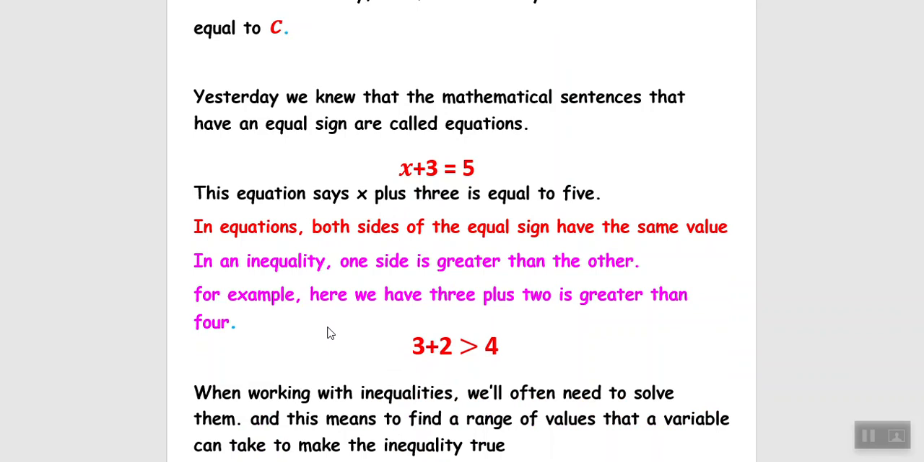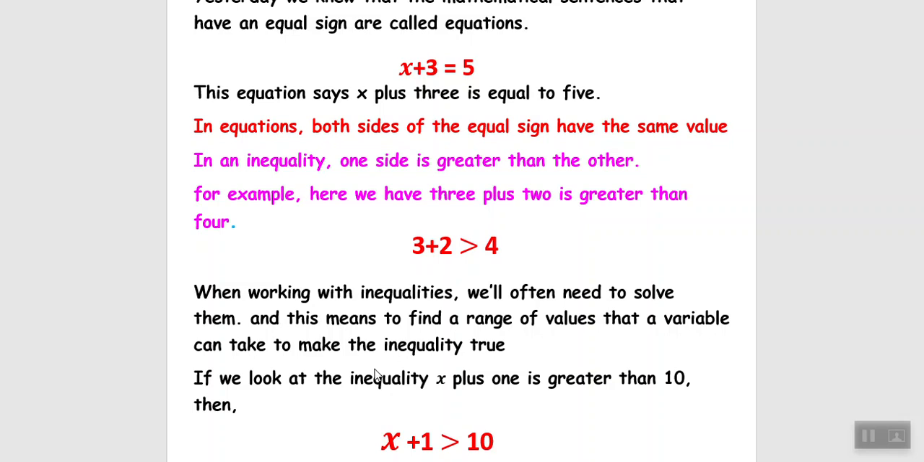For example, here on the left side we have 3 plus 2, which is 5. And on the right side, we have 4. The left side, 5, is greater than the right side. So here 5 is greater than 4.